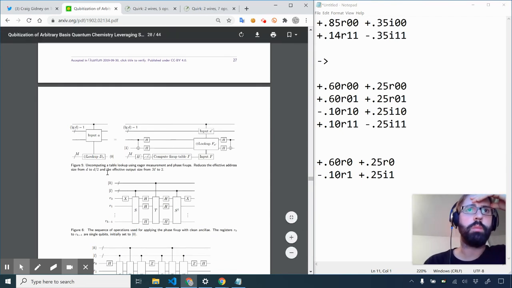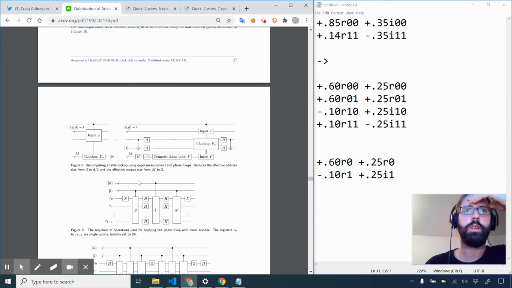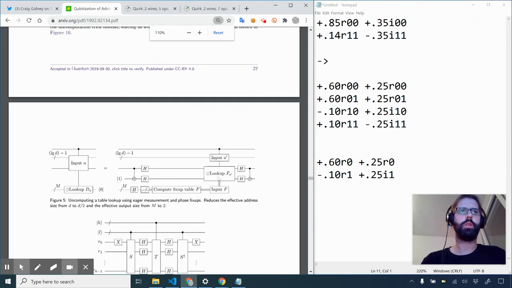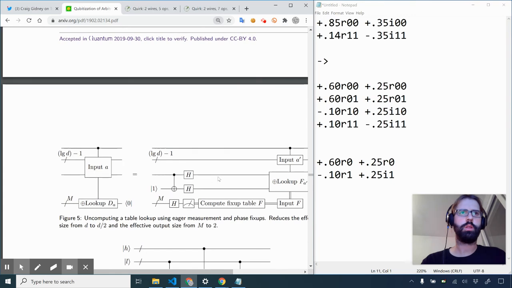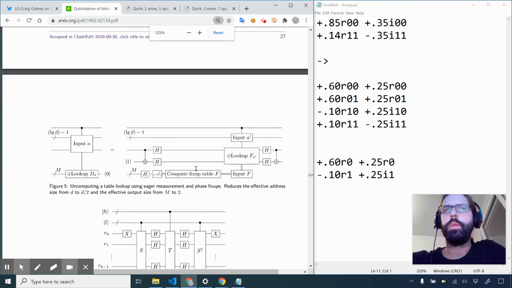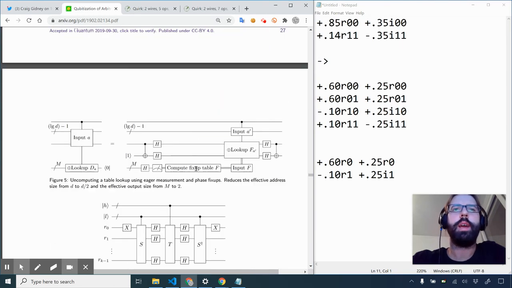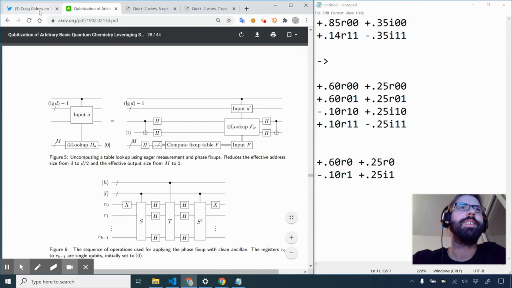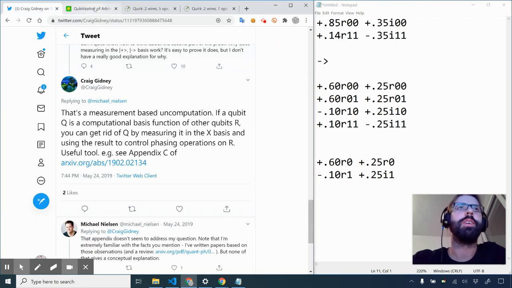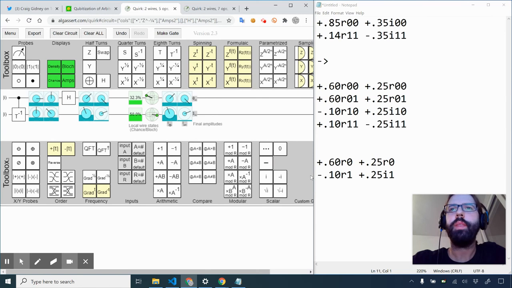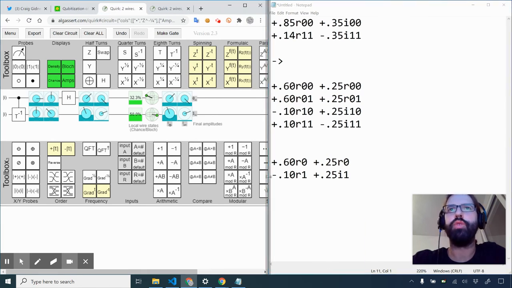Computing a table lookup using eager measurement and phase fix-ups reduces the effective address size from D to D divided by 2 and the effective output size from M to 2. So there's a lookup. Interesting. And this is gold, probably. Yeah, I don't know. Oh man, what did I just start? Okay, I'm gonna figure this out. I'm really gonna figure this out.